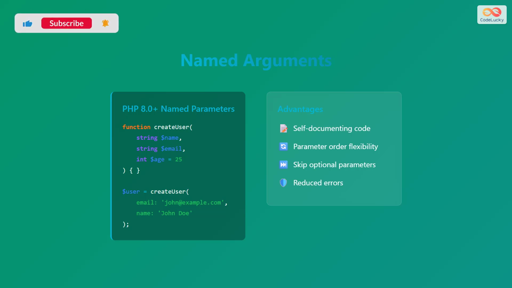The advantages of named arguments are that they lead to self-documenting code, they provide parameter order flexibility, they allow skipping optional parameters, and they reduce errors.